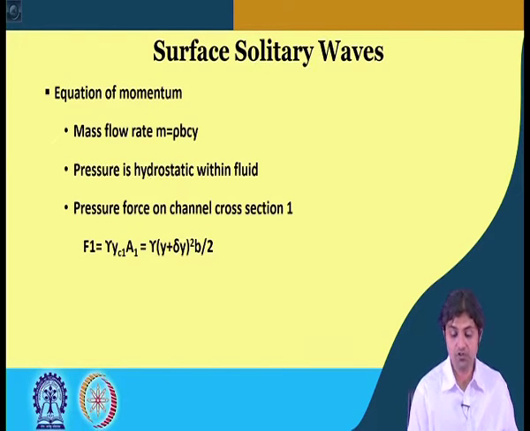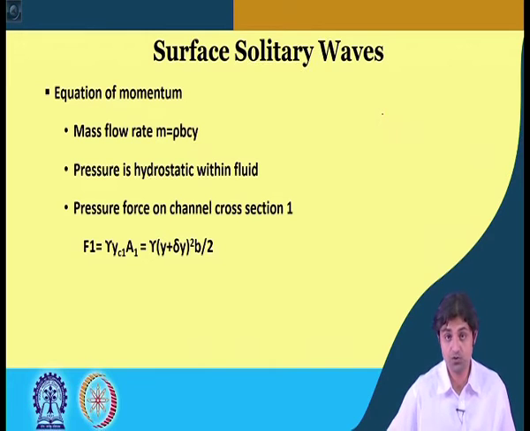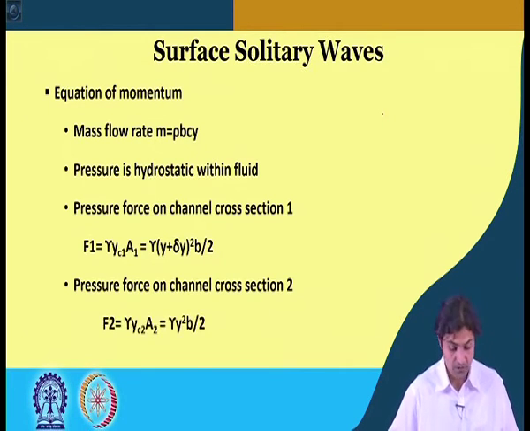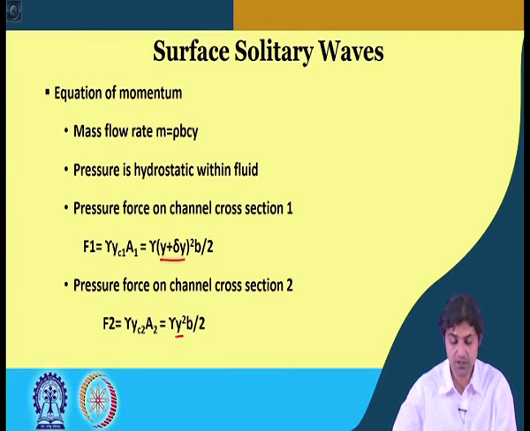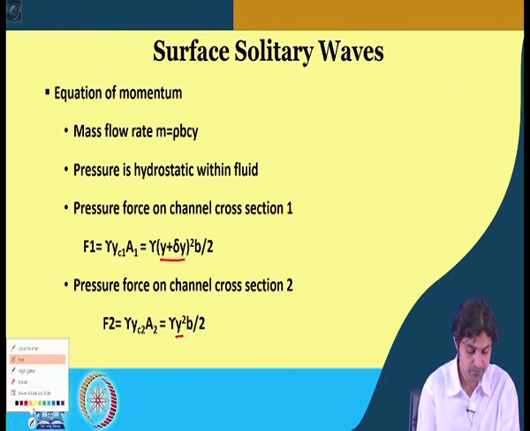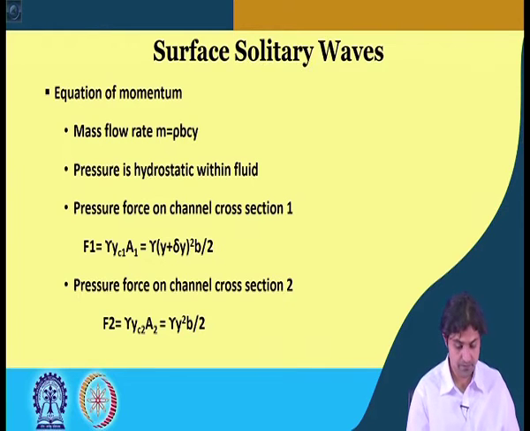Similarly, the force on the channel on cross section 2, which is the right hand side of that control volume, will be simply gamma y square b by 2. On the left hand side the height was y plus delta y, so that is y plus delta y whole square, and on the right hand side it was y. So, it is gamma y square b by 2.